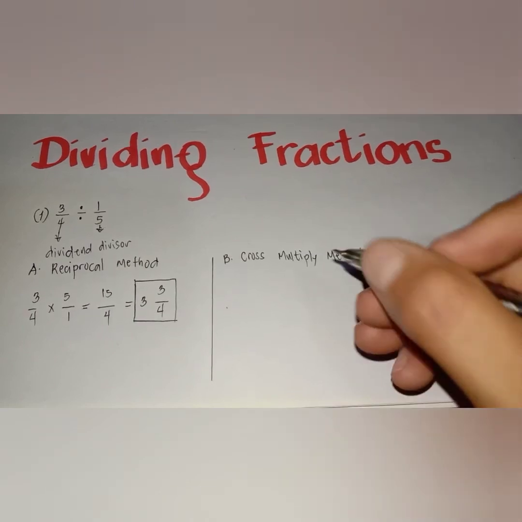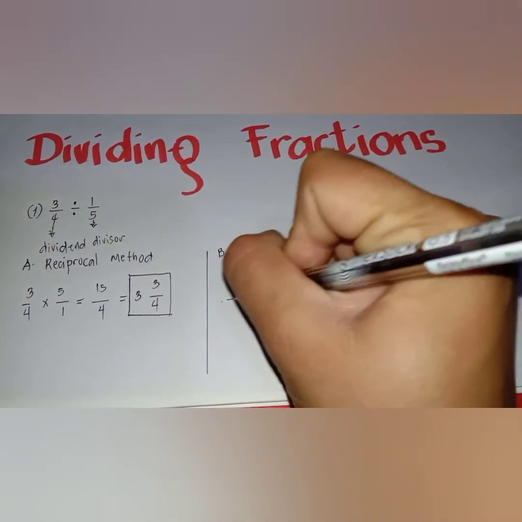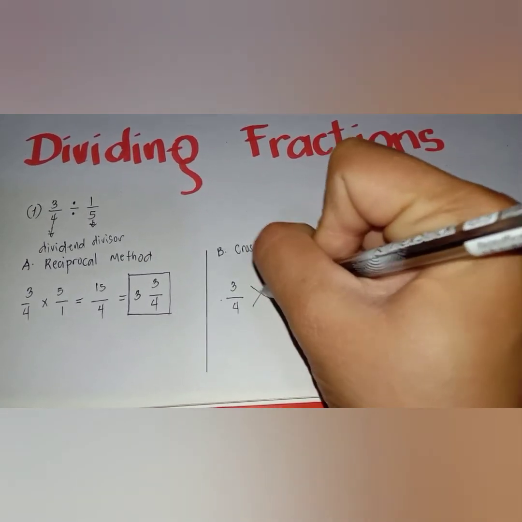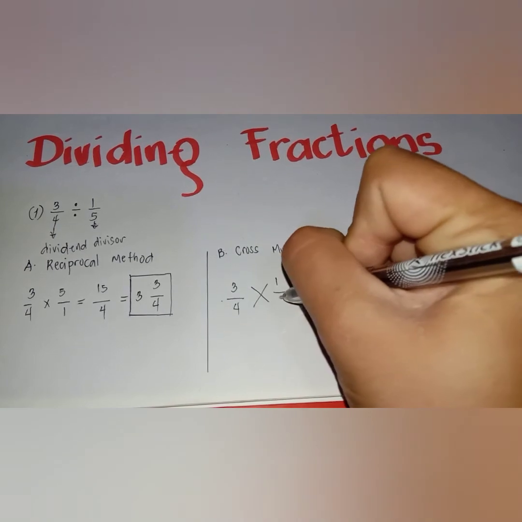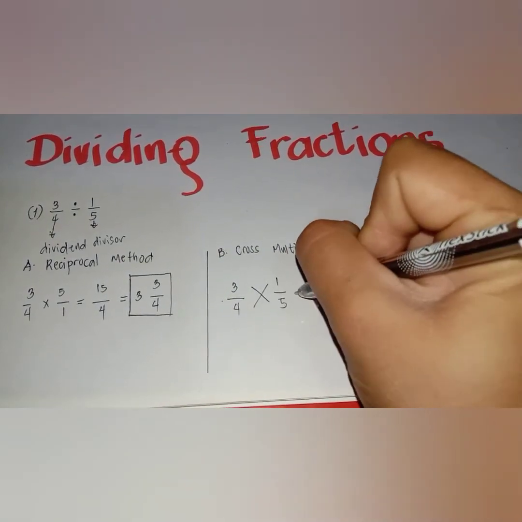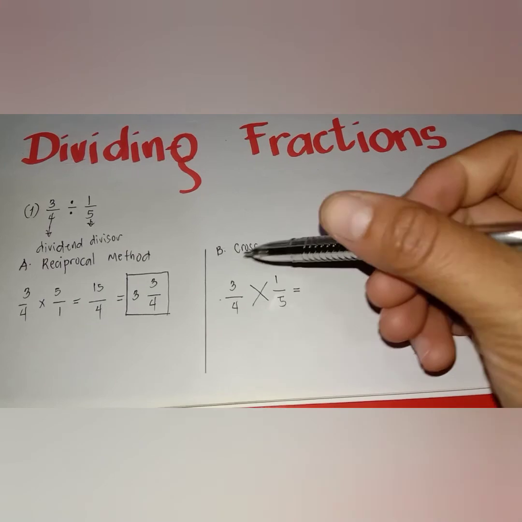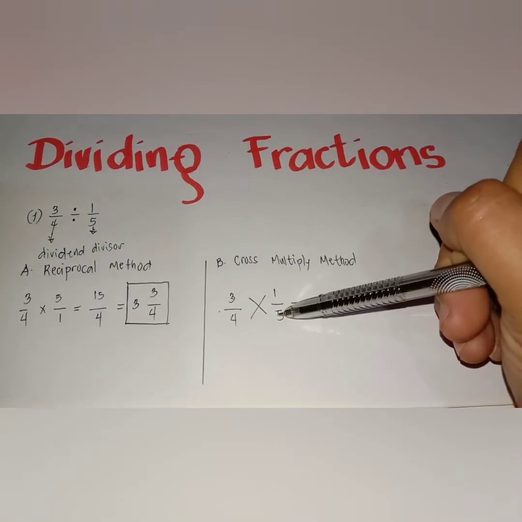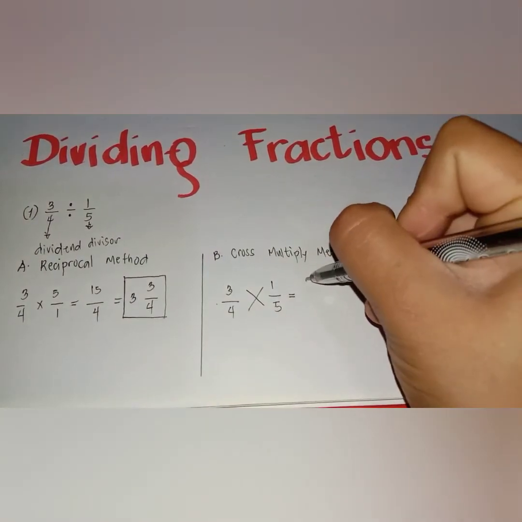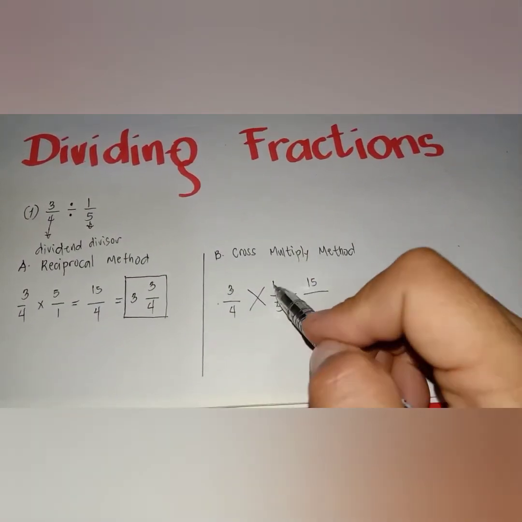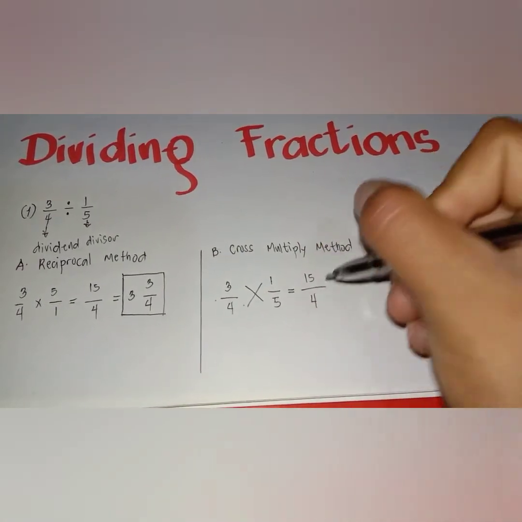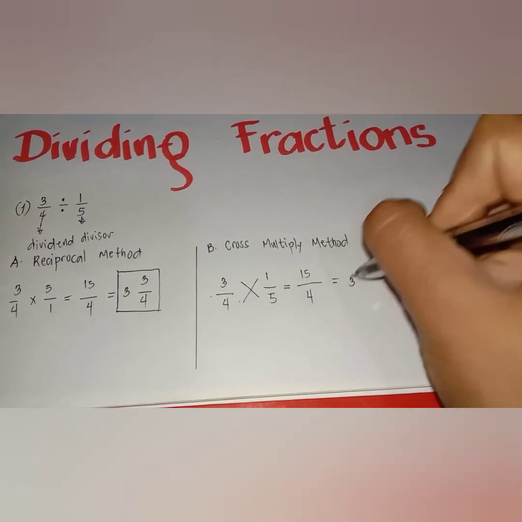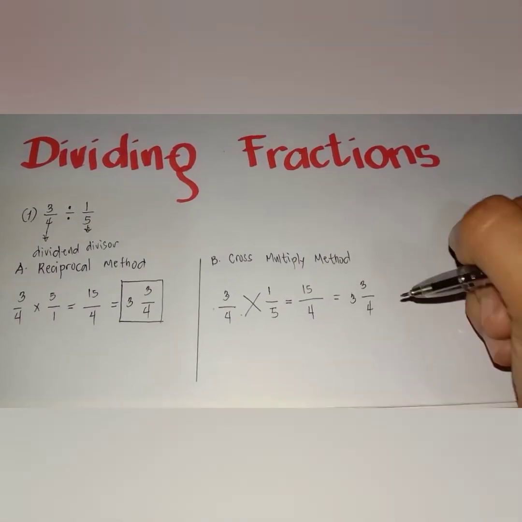Now let's use the cross multiply method. Multiply the numerator of the dividend to the denominator of the divisor, then multiply the denominator of the dividend to the numerator. So 3 times 5 equals 15 over 1 times 4, that is 4. Then let's simplify. So the final answer is 3 and 3 over 4.